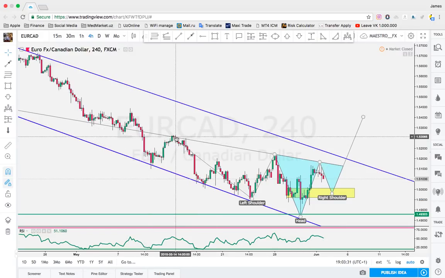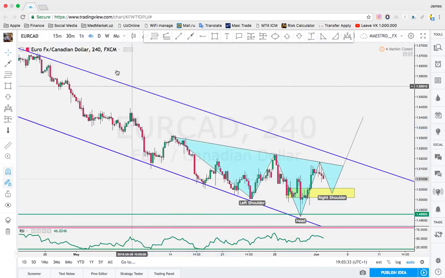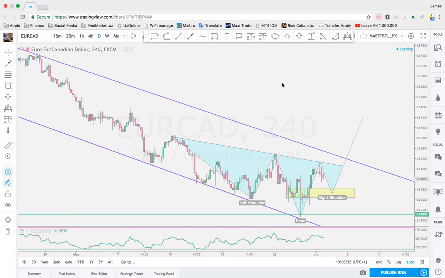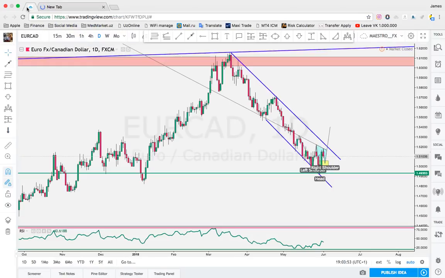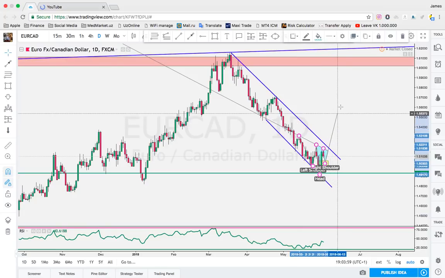Where am I going to place my stop loss? Now let me count. Let's look at daily time frame to place my take profit. Sorry, take profit. Stop loss is already below the head of the head and shoulders pattern. The internet. Is it working or not? Yeah, it's working. My take profit is going to be the test of this previous structure.